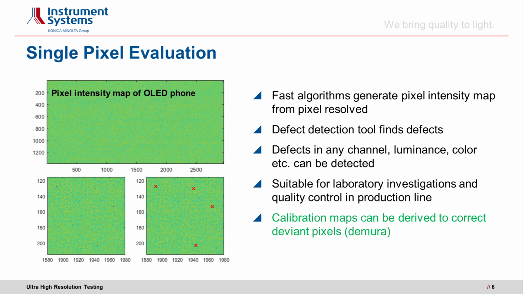When combined with defect detection tools we've developed, it allows for detecting defective pixels on the basis of a number of aspects related to the luminance and color. This type of pixel intensity map serves as the basis for a de Moire process where the behavior of defective pixels can be corrected to make a more uniform display.